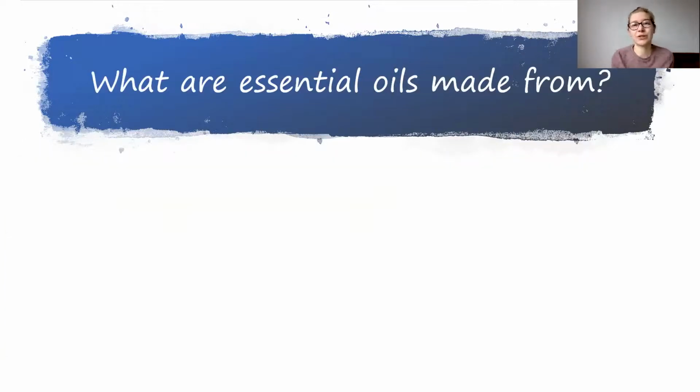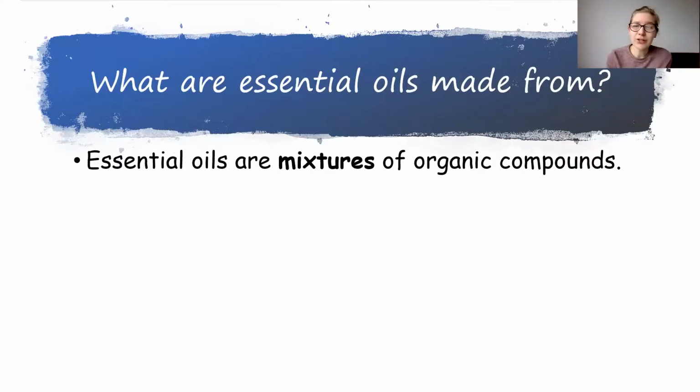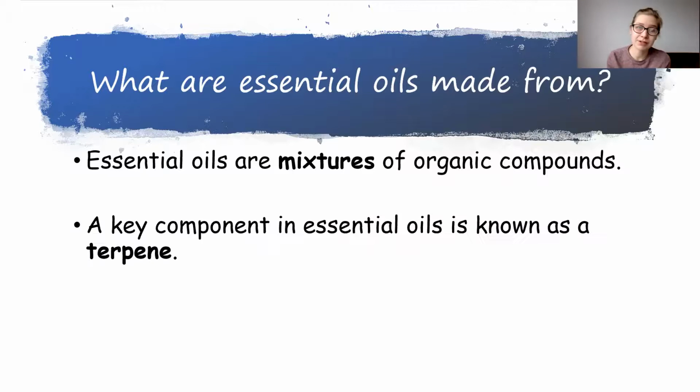What are essential oils made from? Essential oils are mixtures of organic compounds. It's not just one thing, it's a mixture of different things. And remember, that organic word means it's a carbon-based compound. A key component in essential oils is known as a terpene. Okay, so that's a new word for us today.